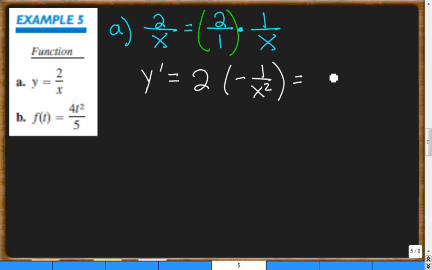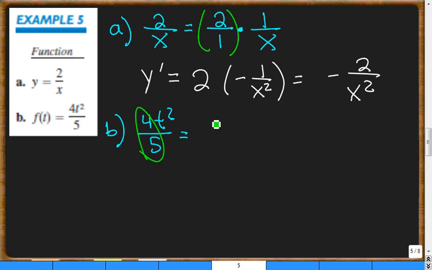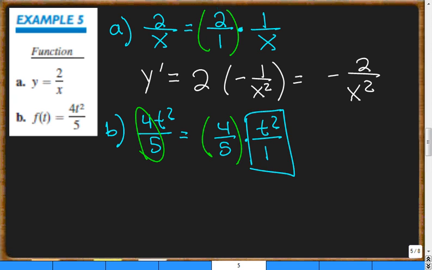So this ends up becoming -2 over x squared. And then you've got b, which has 4/5, or 4t squared over 5. This is the same thing, so you just figure out the numbers, right? So you've got 4 over 5. Well, that stays out front. You can keep that away. And then what you're left with is t squared over 1. So all this is what's the derivative of t squared over 1? And you multiply that by 4/5 in the end.